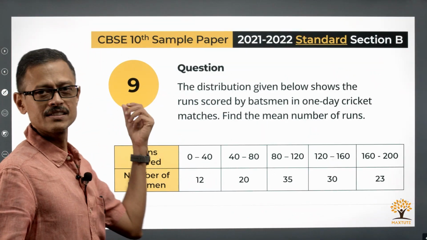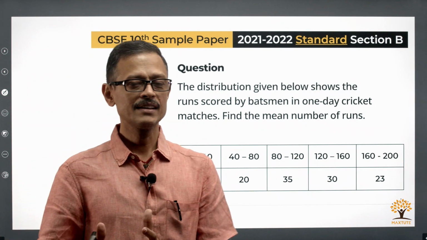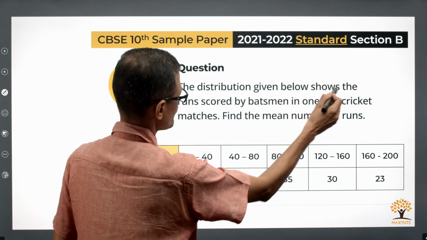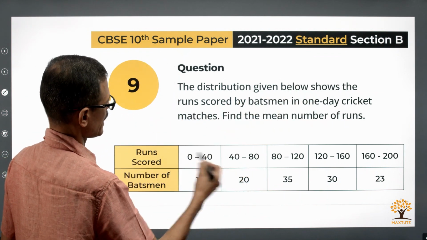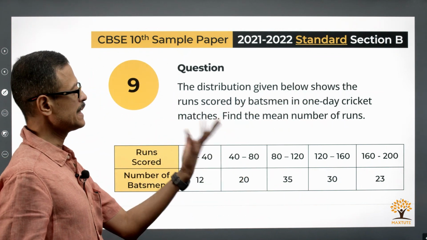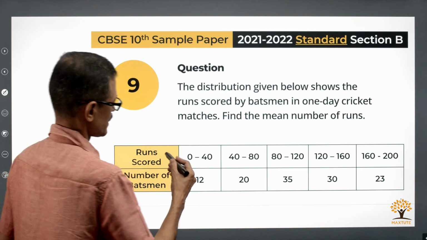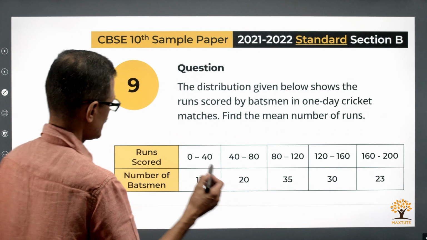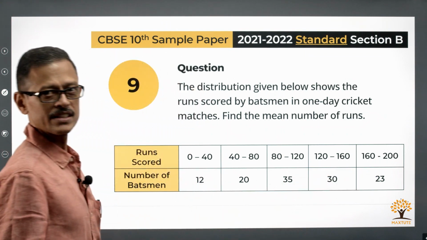Question number 9, it's a 3-mark question. Here we are computing the mean. We have been given a frequency distribution table. Take a look at the question. The distribution given below shows the runs scored by batsmen in one-day cricket matches. Find the mean runs scored by them. Runs are given in the range of 0 to 40, 40 to 80, all the way up to 160 to 200, and the number of batsmen who have scored this frequency is given here.